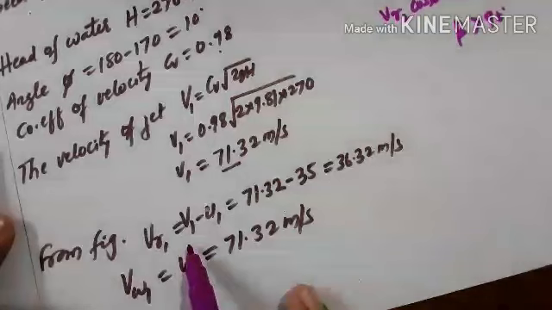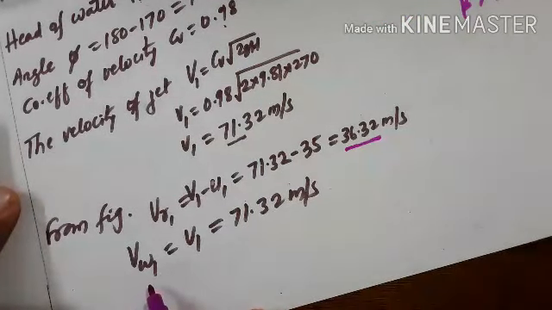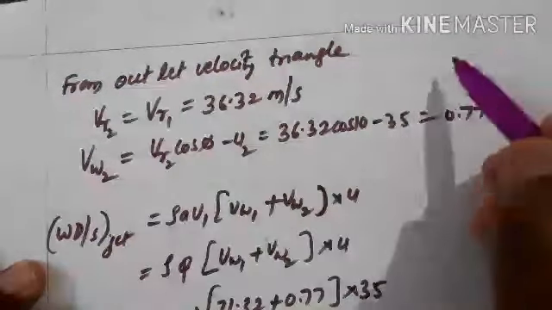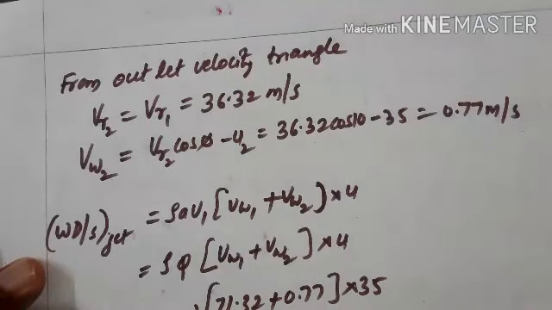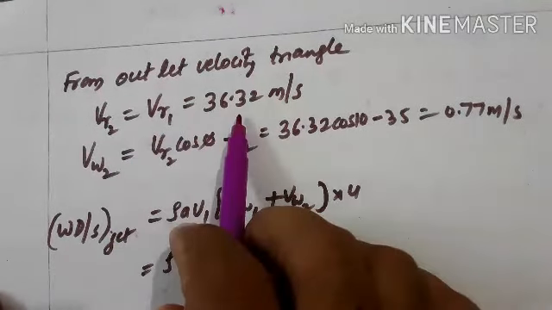Then calculate Vr1. Then also Vw1, that is velocity of whirl at inlet, will be equal to V1, that is velocity of the jet. This also you calculate. Then after this, from the outlet velocity triangle, since there is no friction loss, we are assuming the passage of the blade is very smooth, there is no loss at all, hence Vr2 equal to Vr1, that is 36.32.